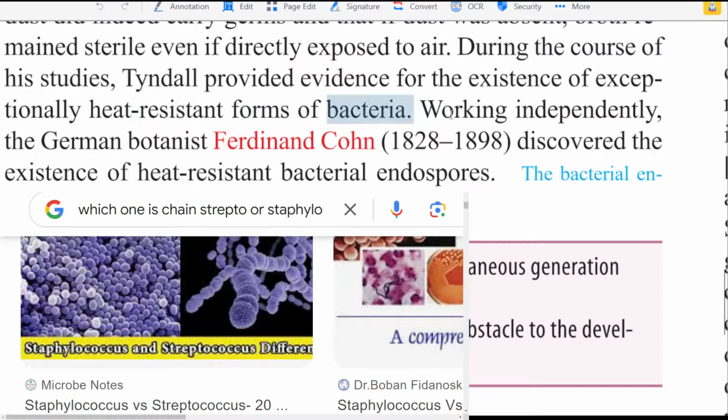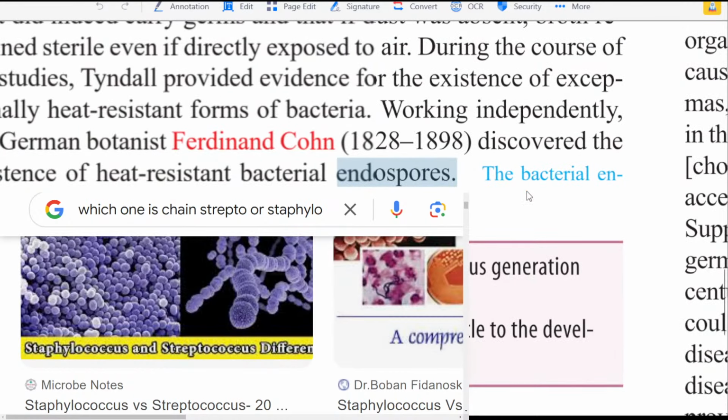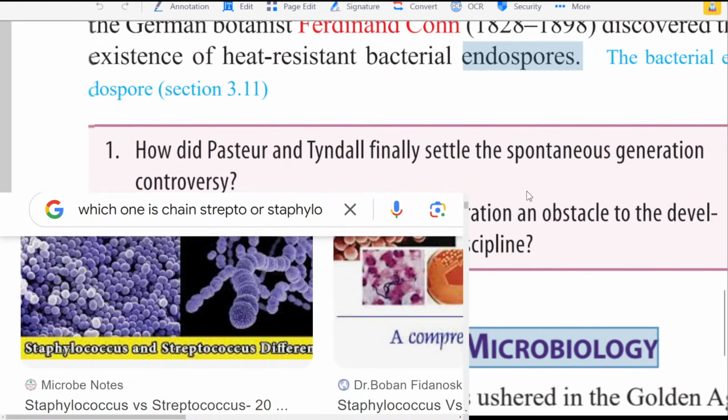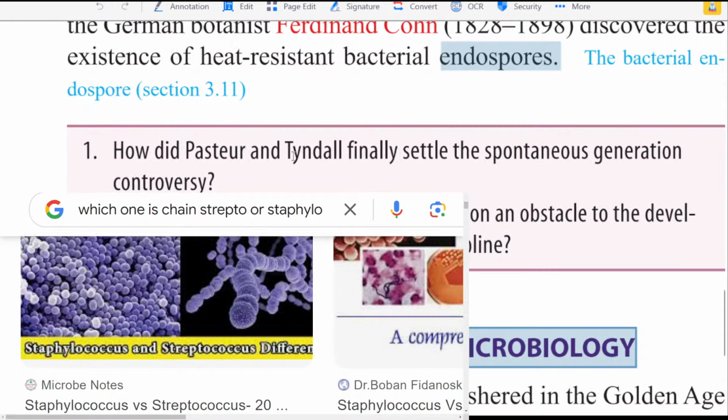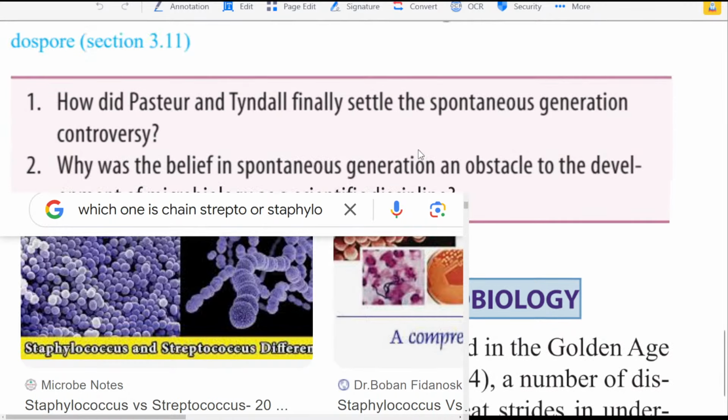Working independently, the German botanist Ferdinand Cohn discovered the existence of heat-resistant bacterial spores, endospores. Like I told you, these are the spores that cause the bacteria to resist high temperature. That's why they are heat-resistant bacteria. And are we done with this? They said that they will be explaining the bacterial endospore in section 3.11, which means it will be in chapter 3. We are not going to go for the golden age. Let's leave it at that.